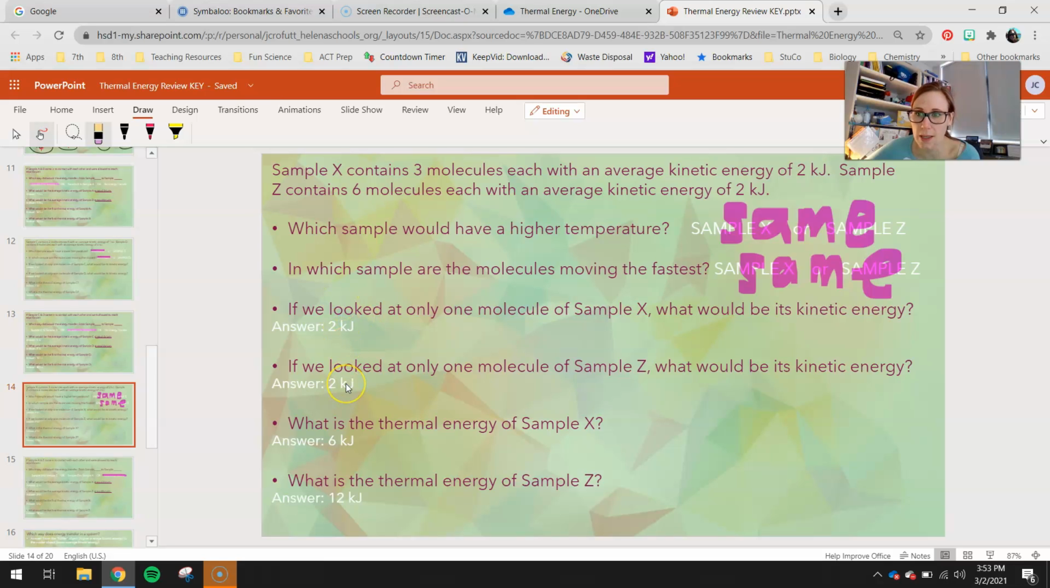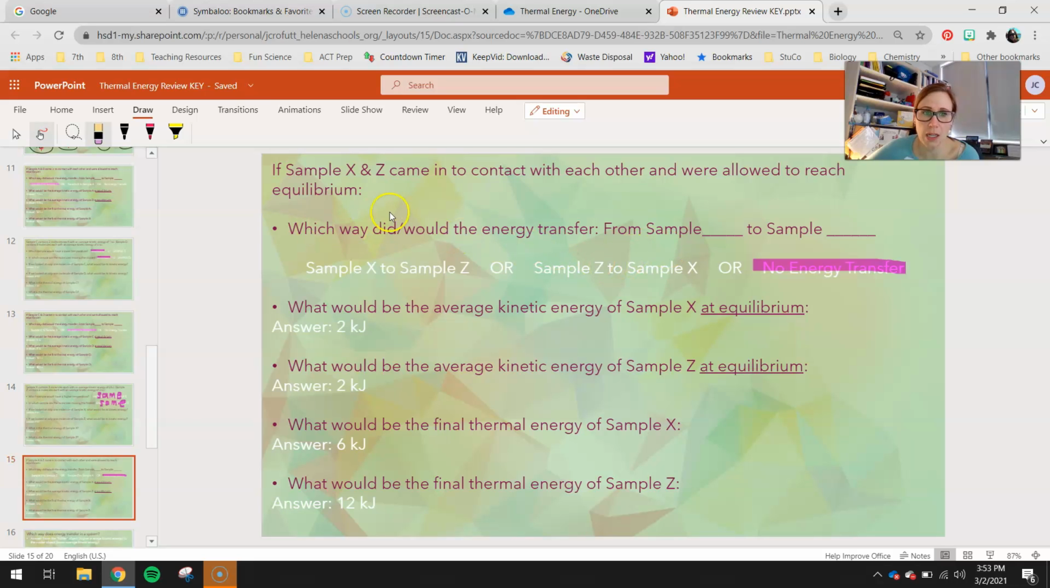Again, both would be 2 in this because they have the same. So it's kind of like they're already at equilibrium. And then what is the thermal energy of sample X? Notice it's smaller, therefore our thermal energy is smaller with only 6 kilojoules and 12 kilojoules here.